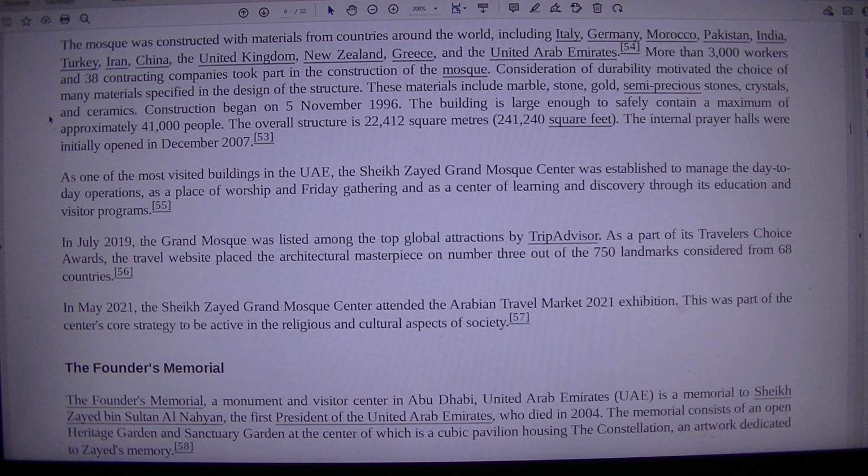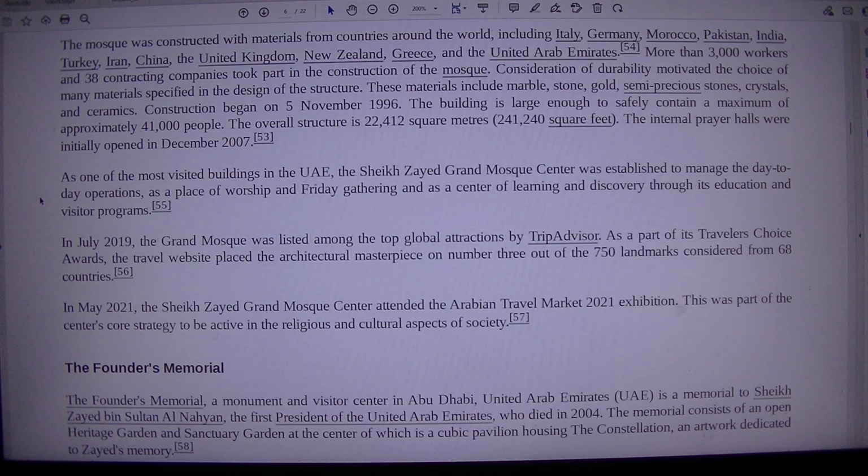Construction began on the 5th of November, 1996. The building is large enough to safely contain a maximum of approximately 41,000 people. The overall structure is 22,412 square meters, 241,240 square feet. The internal prayer halls were initially opened in December 2007.